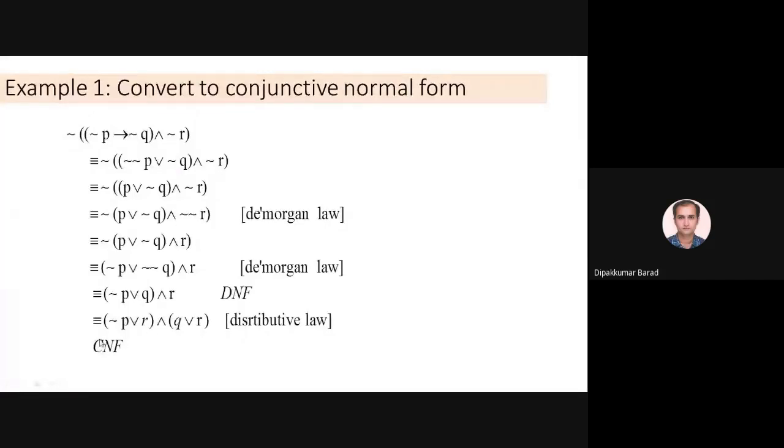CNF is correct, but here there is a correction. Here we get or, here we get or, and here we get or. And here we get and, here we get and and and. So this is the correction in example 1.